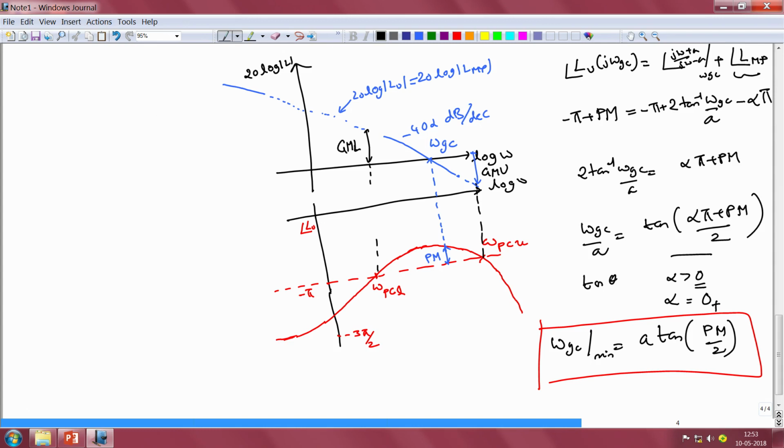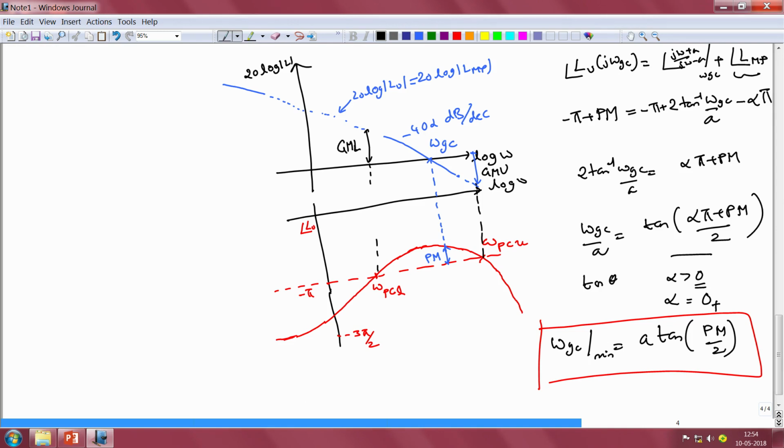So, gain margin upper by definition is the negative of the loop gain at omega Pcu, and gain margin lower by definition is the magnitude, not the negative, but directly the magnitude of the loop gain in the decibel scale at omega Pcl, and both of these have to be greater than 0 for our closed loop system to be stable. But it may happen that for some plants omega Pcl may not exist or omega Pcu may not exist, in which case we will have only one of these gain margins that we need to pay attention to.